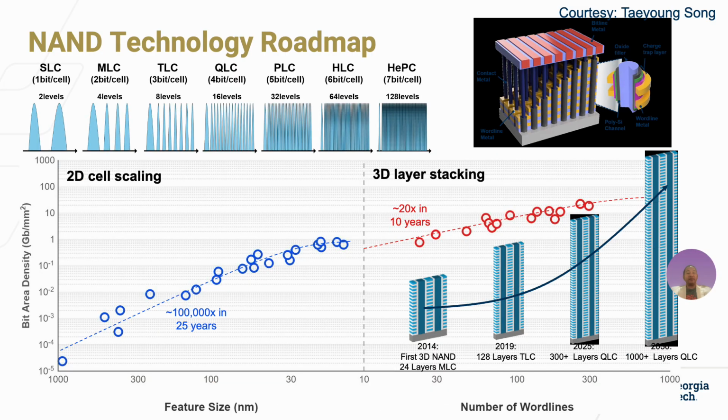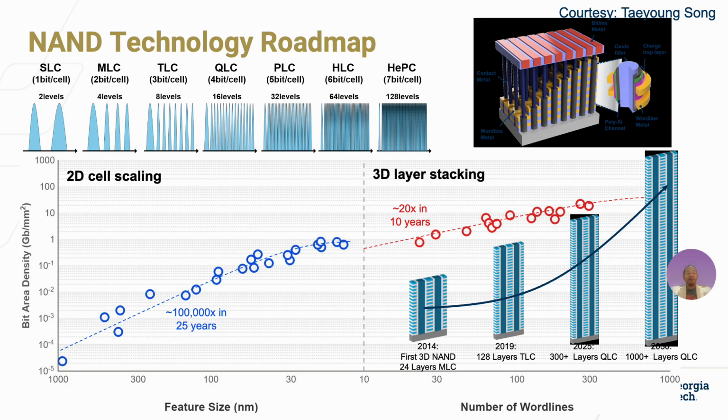NAND flash is my favorite example of engineering cleverness. For years, it scaled the old way, by shrinking cells in two dimensions. Around 2014, the approach hit a wall, so the industry did something bold. It began stacking cells vertically, building upwards in layers like a high-rise.